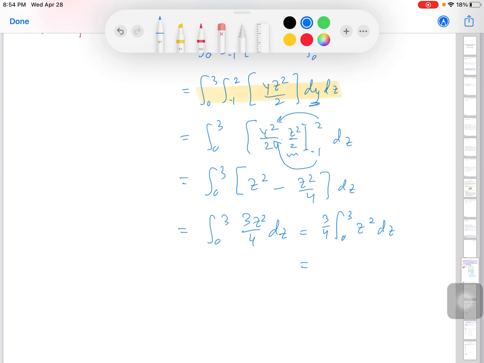So integrating here for z squared, I get z cubed over 3 from 0 to 3. These 3's cancel out nicely, and I get 1/4 times 3 cubed. So that's 27 over 4.